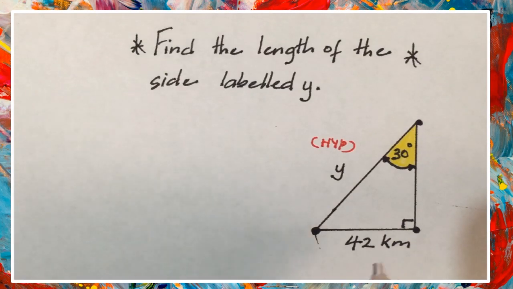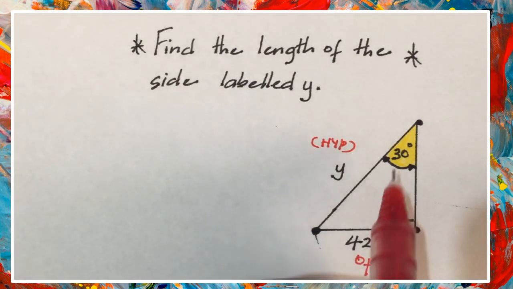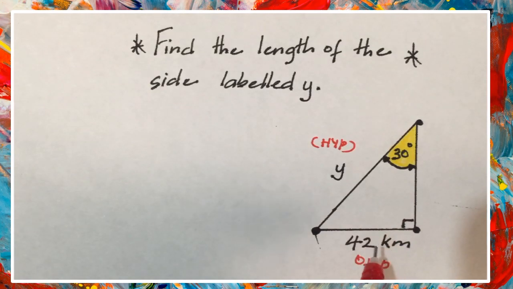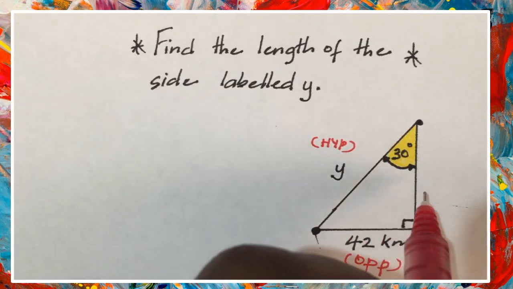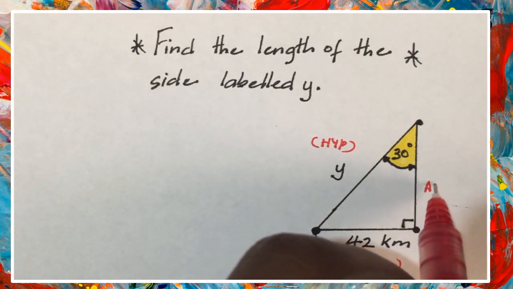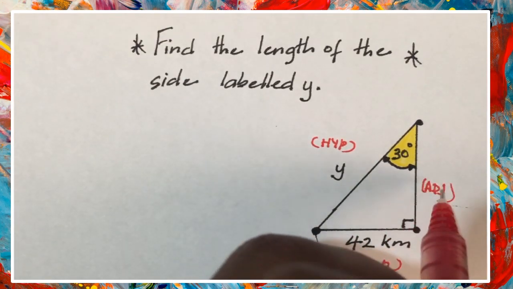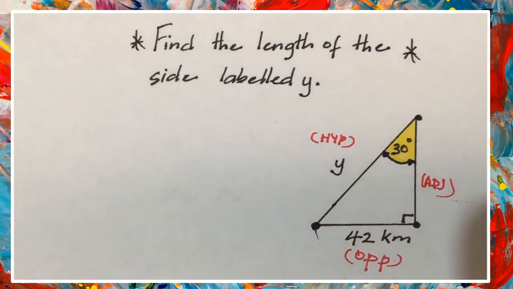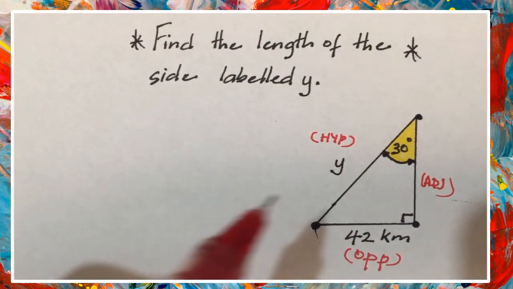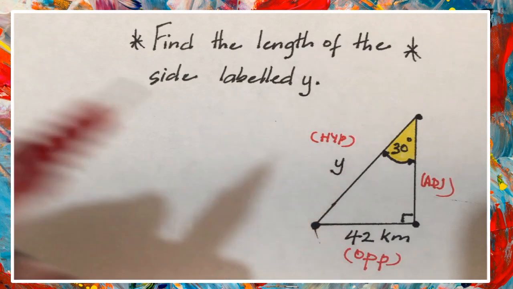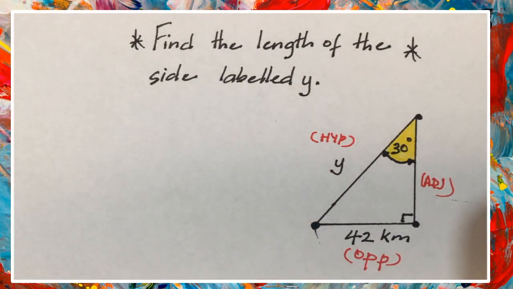We know that this is the opposite, because if the angle is at the top, then the line down the bottom is going to be the opposite. And then this one is going to be the adjacent, ADJ. Good. So now, the line labeled y is the hypotenuse. So in a sense, we're being tasked to find the hypotenuse.